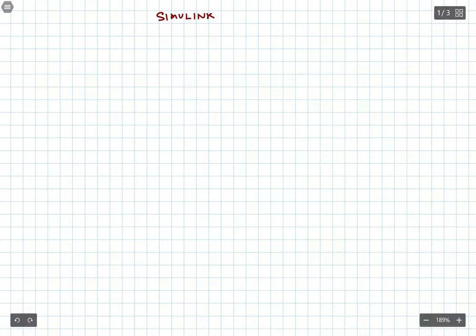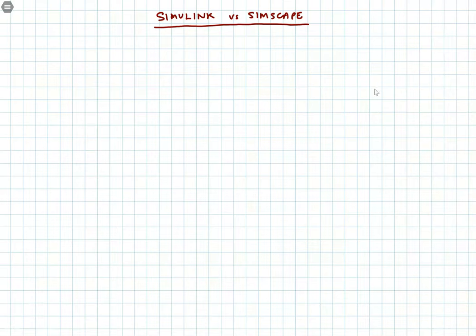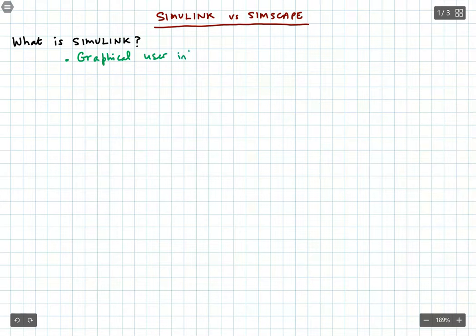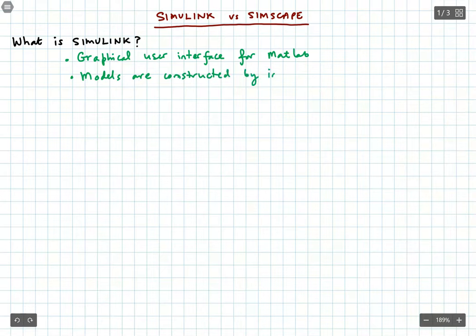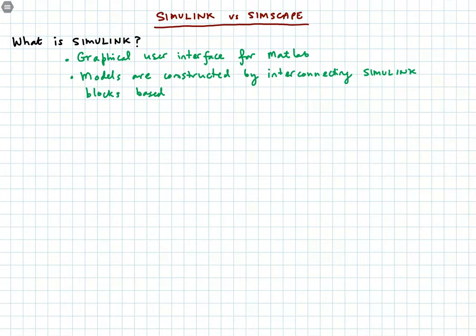In this video, I'm going to show you the differences in simulating using SIMULINK and SIMSCAPE. So what is SIMULINK? SIMULINK is a graphical user interface for Matlab. Before we construct the SIMULINK model of the system that we want to simulate, first we have to develop the mathematical model of the system. From this mathematical model, the SIMULINK model of the system can be constructed by interconnecting SIMULINK blocks.